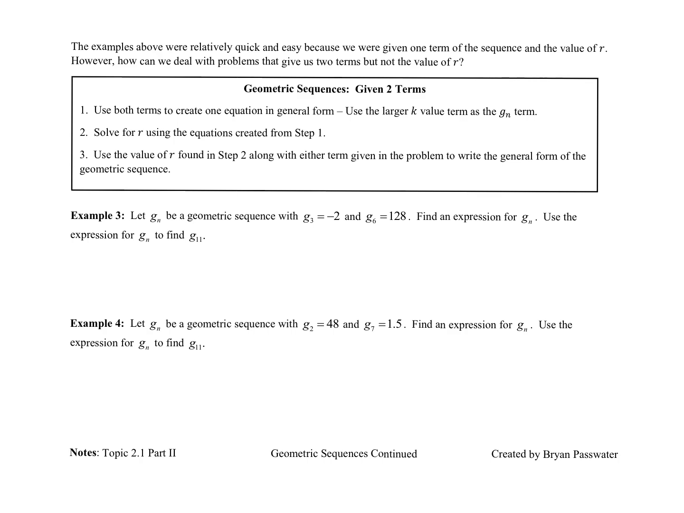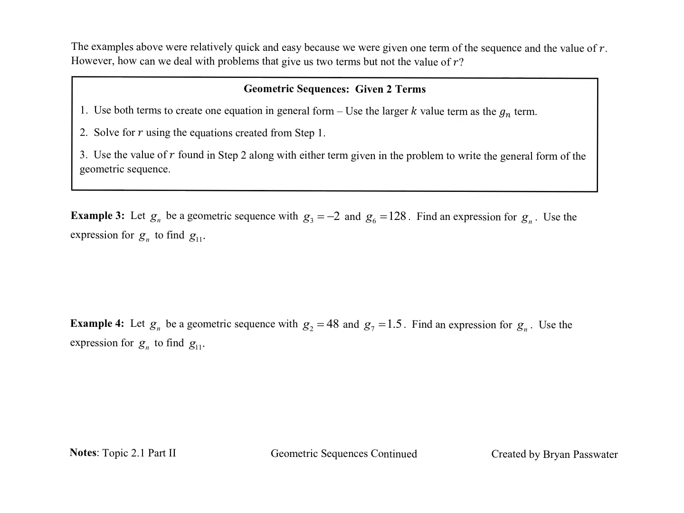Geometric sequences given 2 terms. Step 1: Use both terms to create one equation in general form. Use the larger k value term as the g of n term. Step 2: Solve for r using the equations created from step 1. Step 3: Use the value of r found in step 2 along with either term given in the problem to write the general form of the geometric sequence. Beautiful. Great job.